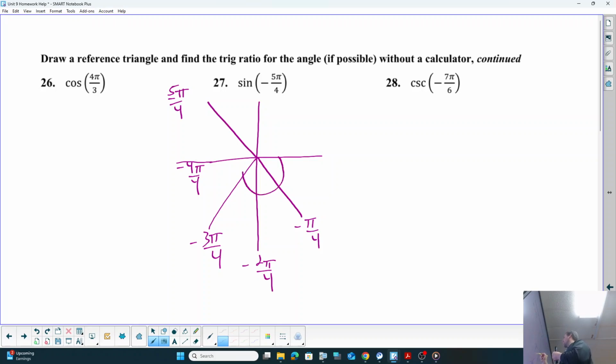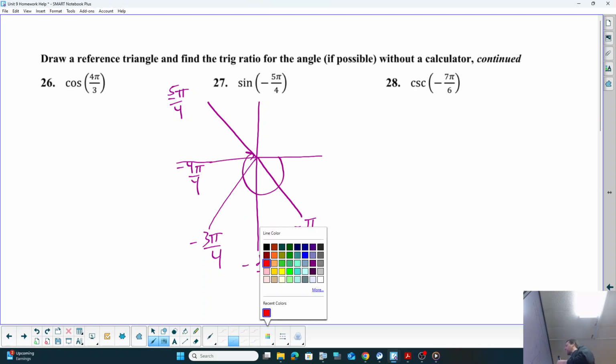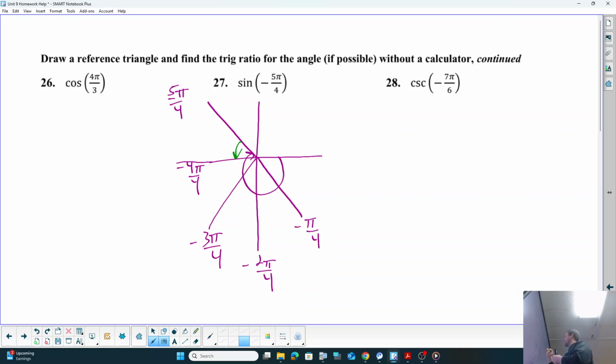So it's going all the way around to there. And so our reference angle in green is just going to be this angle here to the x-axis, and that is going to be just 1 pi over 4, or 45 degrees. So this is our 45, 45, 90 right triangle.